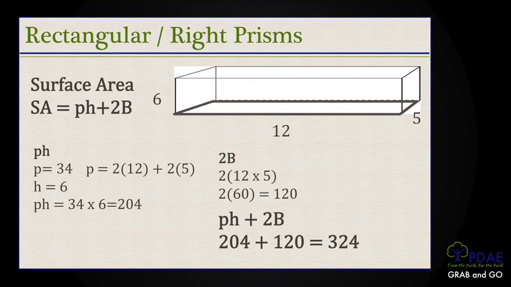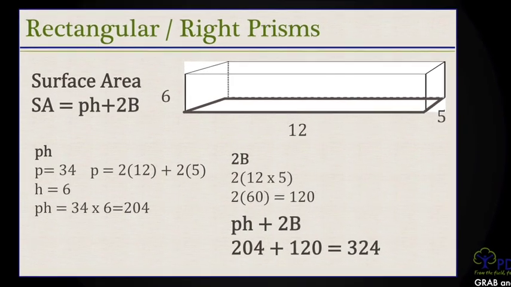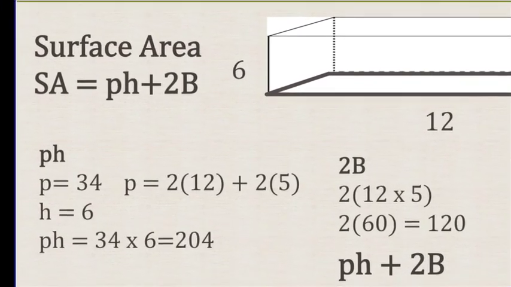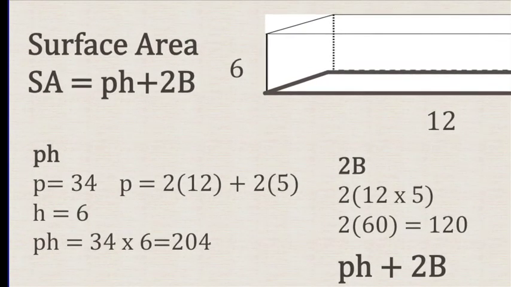Let's take the left-hand side of the formula first, the P times the H, or the perimeter times the height. If you use the perimeter formula, 2 times the length, or 2 times 12, plus 2 times 5, you get 34. So 34 is our P, or our perimeter. The height is 6. So to multiply P times H, and remember, when two letters or variables are next to each other, it means multiply. So 6 times 34 is 204.